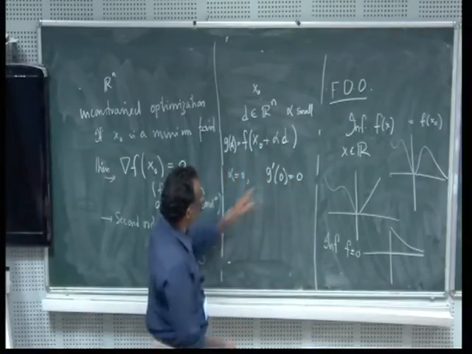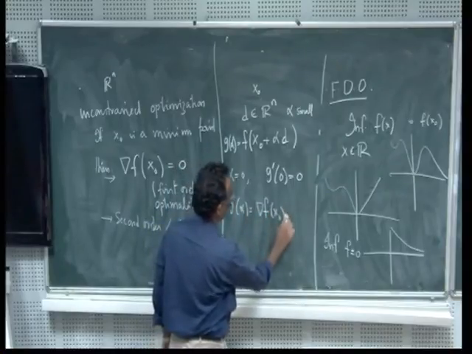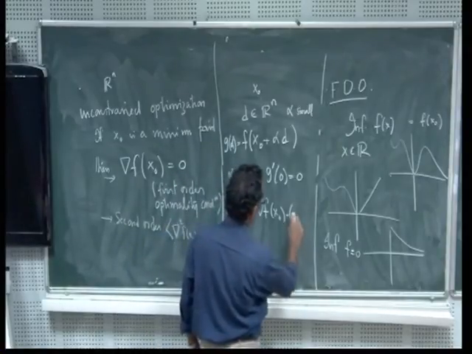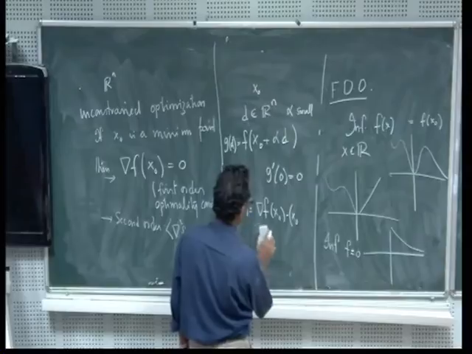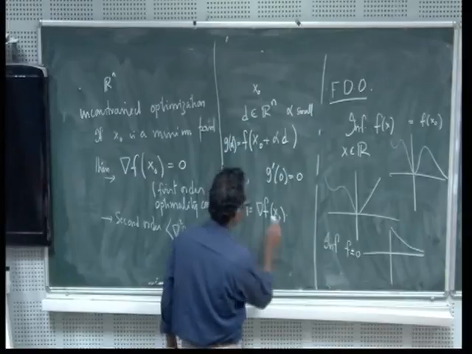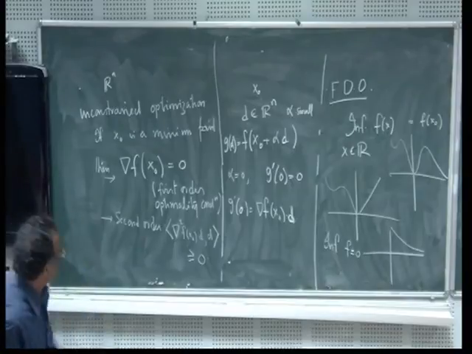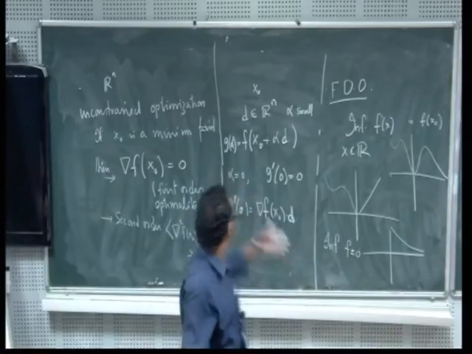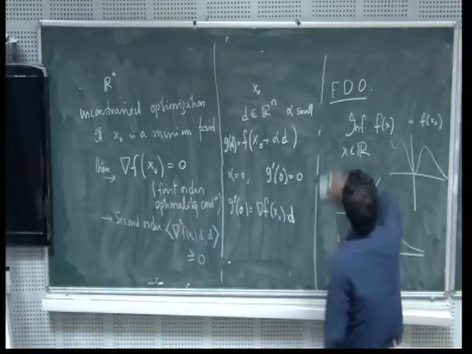So if you compute g prime of 0, you get the gradient of f at x naught dotted with d. I don't want to compute and spend time on it, you do that too. That gives you that the gradient of f is orthogonal to every vector, so you get the proof. That is the kind of idea used immediately in that one.